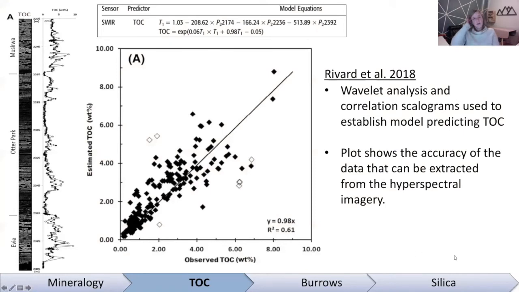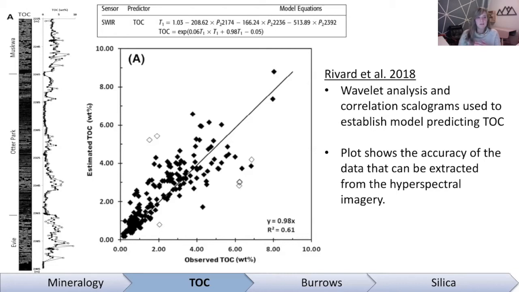Another really interesting thing that this technique is capable of doing is to actually detect levels of TOC. So in this example, this is from the Rivard et al. 2018 paper. And in this, they've been using this technique to look at a number of cores in northeastern BC, British Columbia. And these shale intervals, the EV, Otter Park, and Muskwa, all have variable levels of TOC. And these were able to be detected through a wavelet analysis where they're basically looking at indicators in the core that would correlate to TOC, and then using those indicators in the spectra to detect the TOC.